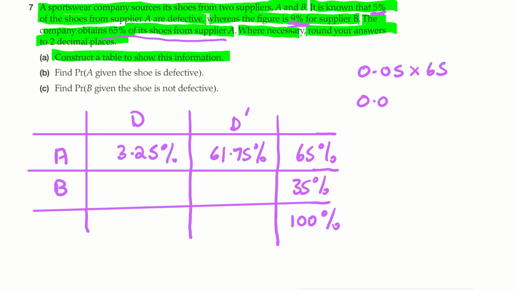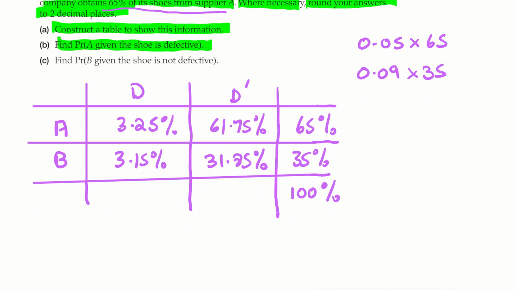And then from supplier B, it is 9%. So we need to do 0.09 times 35. And that would give us defective 3.15% there. And then 35, take away 3.15, gives us 31.85% here. And that gives us column totals here of 6.4. And the other column total over here is 93.6, which makes up the 100%.